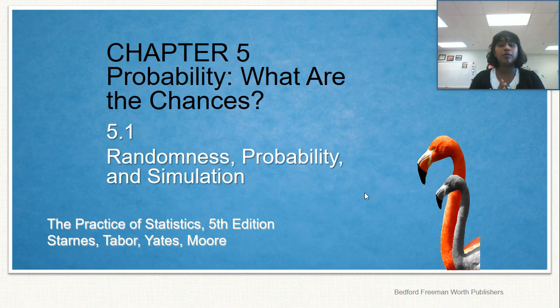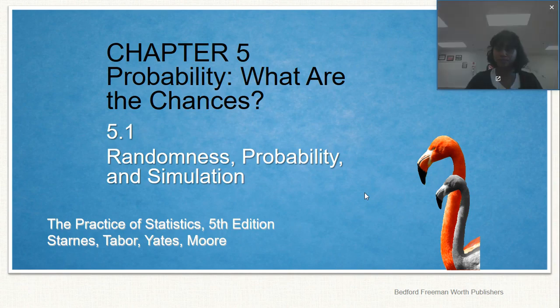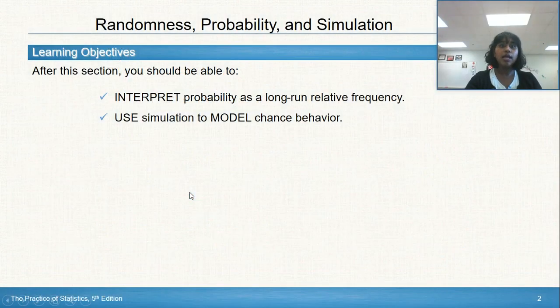So let's start off with randomness, probability, and simulation. And simulation is a very specific thing. It's a 4-step process, and this is definitely an FRQ concept right there. So moving forward, in this particular section 5.1 or 5.A, we should be able to interpret probability as a long-run relative frequency and use simulation to model chance behavior.